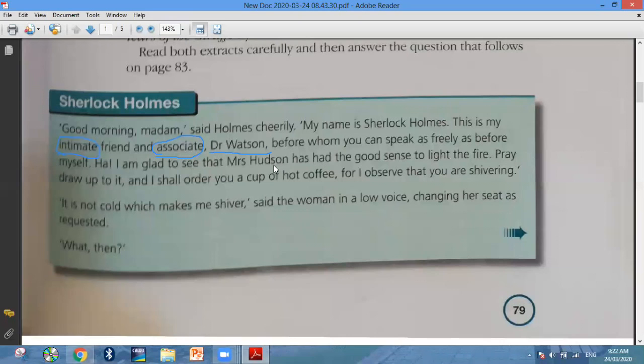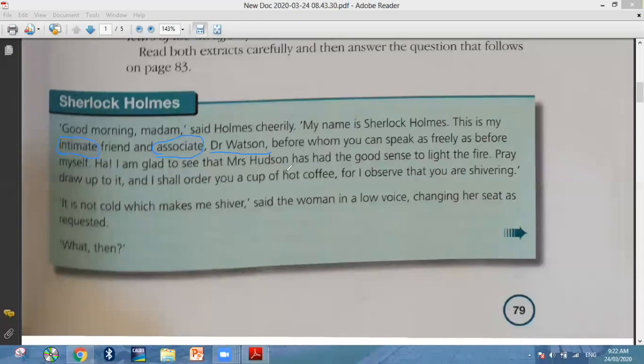"I'm glad to see that Mrs. Hudson has had the good sense to light the fire. Pray, draw up to it, and I shall order you a cup of hot coffee." This is Mrs. Hudson, the woman who prepares or cleans the place for them, okay? Pray means please come or get close to the fire. Here he noticed something when he said, please get close to the fire. What did he notice?